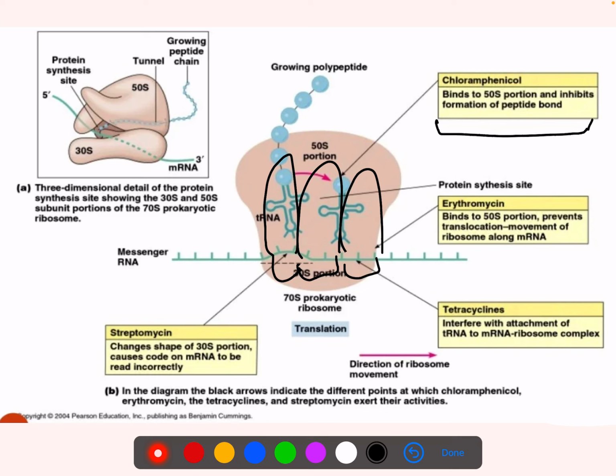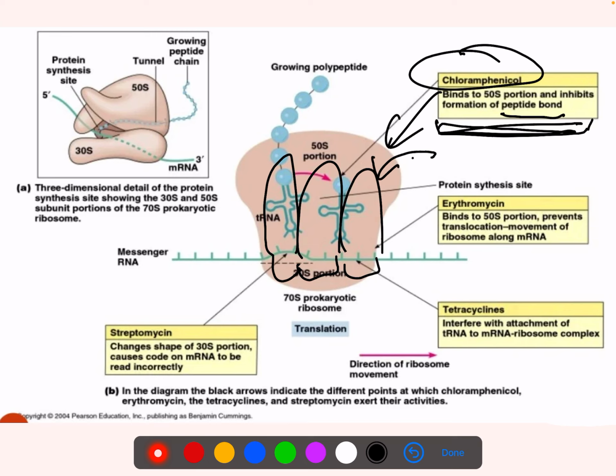So for example, chloramphenicol binds to the 50S portion, so the large subunit, and inhibits formation of the peptide bond. What does that mean? What is the peptide bond? Well, that's the bond in between the amino acids. So essentially, if this antibiotic is bound to this ribosome, you cannot have the formation of a protein. You're just going to get a tRNA coming in, but the ribosome can't add that amino acid to any others. It can't link them together. So you can't make any proteins. Of course, the cell can't survive if it can't make any proteins.